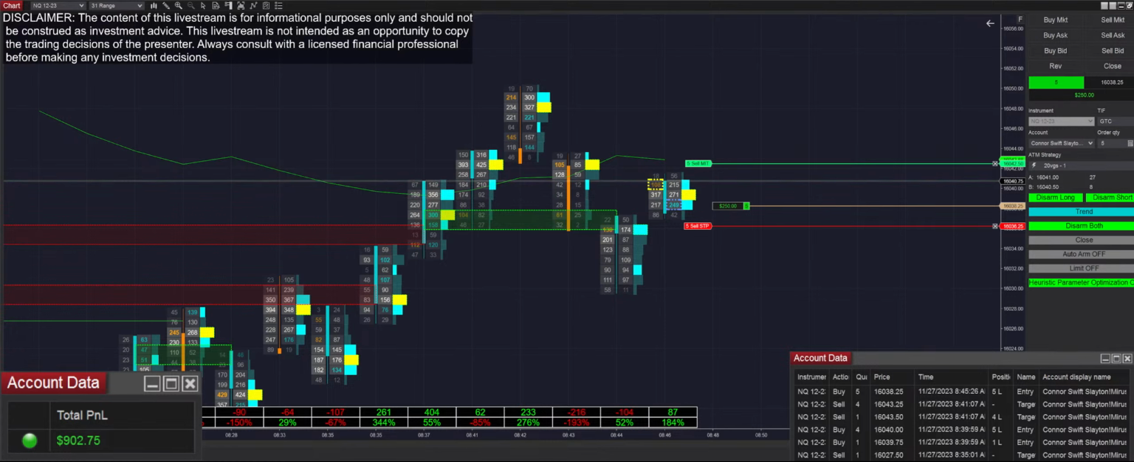To answer this person's question, this strategy is taking these trades automatically. Once the strategy is turned on and enabled, I'm not entering or exiting any trades by myself. It's doing that completely on its own.